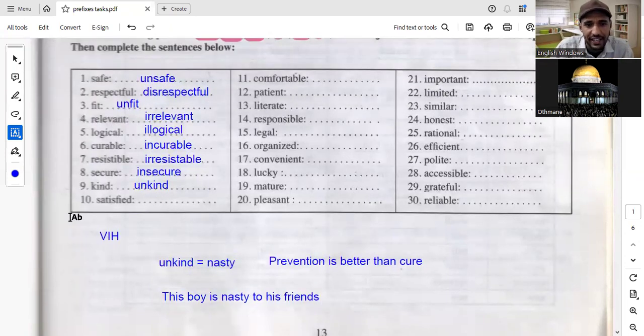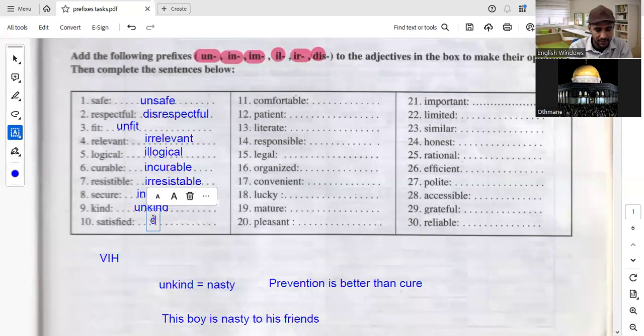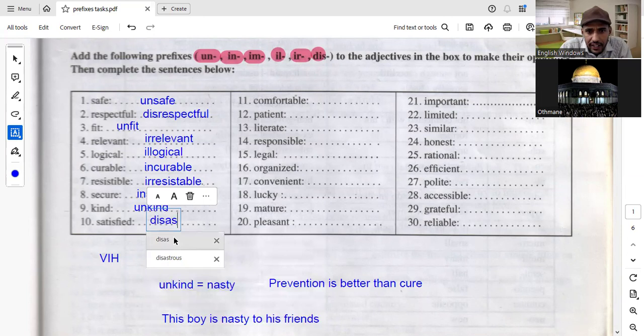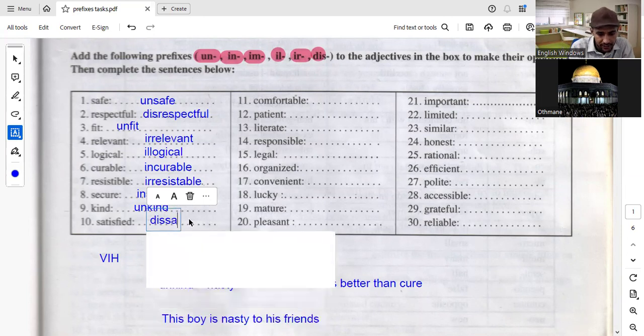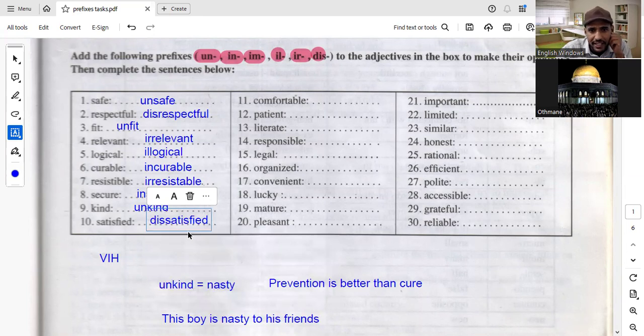Next we have satisfied. Remember here again, it begins with S, satisfied. Unsatisfied, not really. Unsatisfied ممكن تلقاها في الانترنت guys تستعمل ولكن نادرا. But the one that is basically used is dissatisfied. Dissatisfied يعني غير راضي, right? I'm satisfied means I'm very happy with something. Dissatisfied means I'm not satisfied.